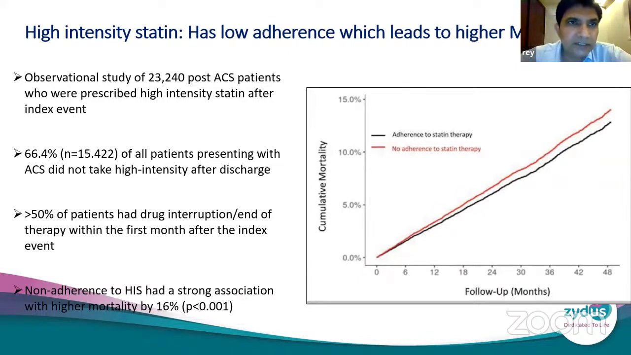High intensity statin has a drawback because of low adherence, which leads to higher adverse cardiovascular events. In an observational study of more than 23,000 post-acute coronary syndrome patients who were prescribed high intensity statin after the index event, around 66.4% of all patients presenting with ACS did not take high intensity statin after discharge, due to side effects or other reasons, or cost. More than 50% of patients had drug interruption and end of therapy within the first month after the index event. Non-adherence to high intensity statin had a strong association with higher mortality, an increase of around 16%, with a significant p-value of less than 0.001.